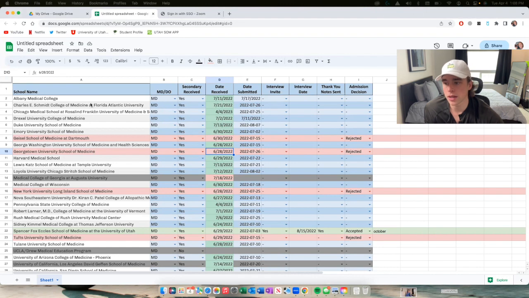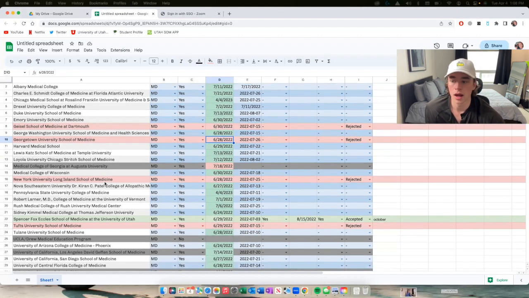So I applied to Albany, FAU, Rosalind Franklin, Drexel, Duke, Emory, Dartmouth, GW, Georgetown, Harvard, Temple, Loyola, Medical College of Georgia. I actually did not complete their secondary. Those are the ones that are in gray. I did that because they required a stats course. And even though I'm from Atlanta, grew up there, graduated high school, I emailed their admissions and they're like, huh, you're out of state. And they only take 4 out of state kids. So I did not end up submitting that secondary.